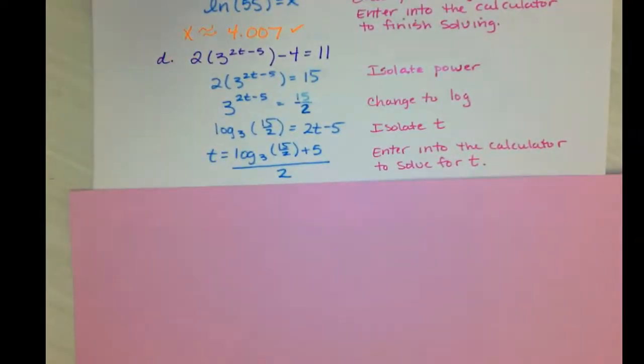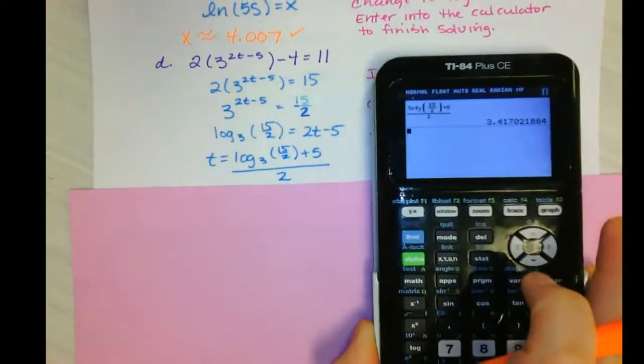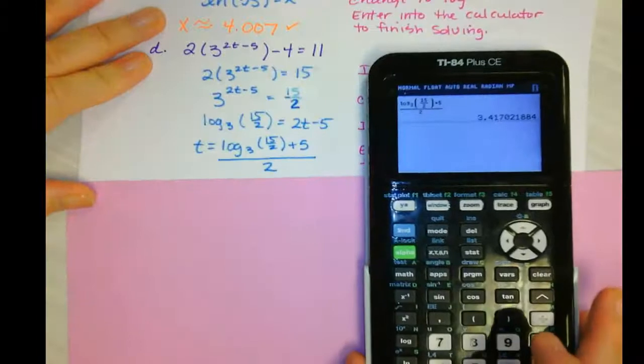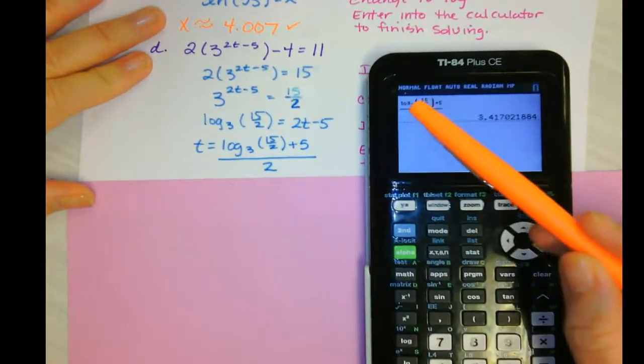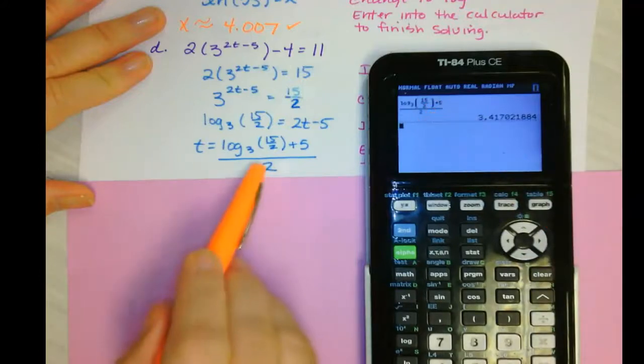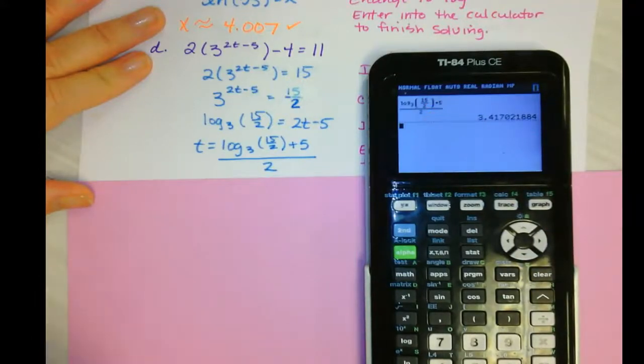At this point, I'm going to go to my calculator to figure it out. I would highly recommend using the templates on your calculator. Make the fraction look like a fraction. Make the base look like a base of the log. If you make it look like the problem is on your paper, you are less likely to miss it because you enter something incorrect. So you can see I have log base 3 of the fraction plus 5 over 2. I made it look exactly like it does on my paper, so there's no room for error there.